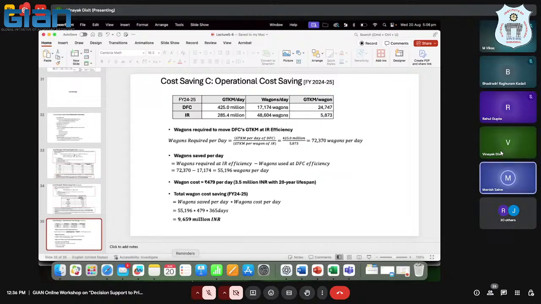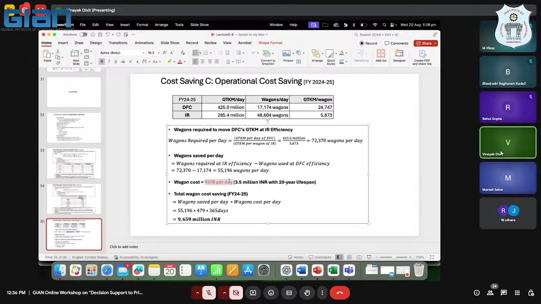So the wagons you are mentioning, there are a total number of wagons, right? We are not mentioning how many railway trains we require. Yeah, it's the number of wagons. Usually you do your analysis of operational cost savings per wagon, because that's what you pay for. The wagon cost is actually rupees 479 per day.